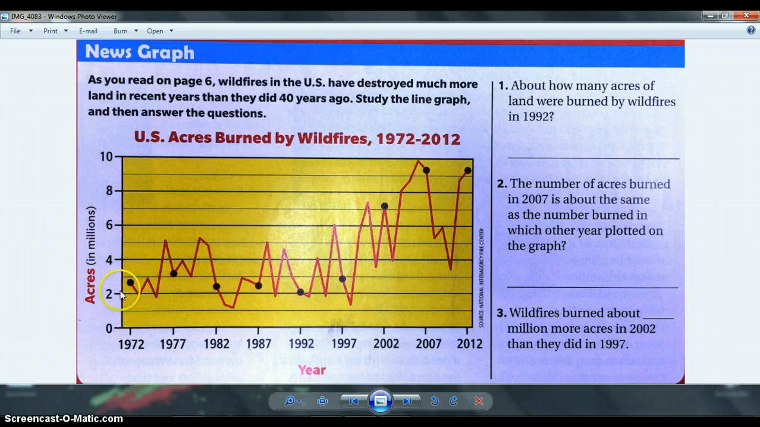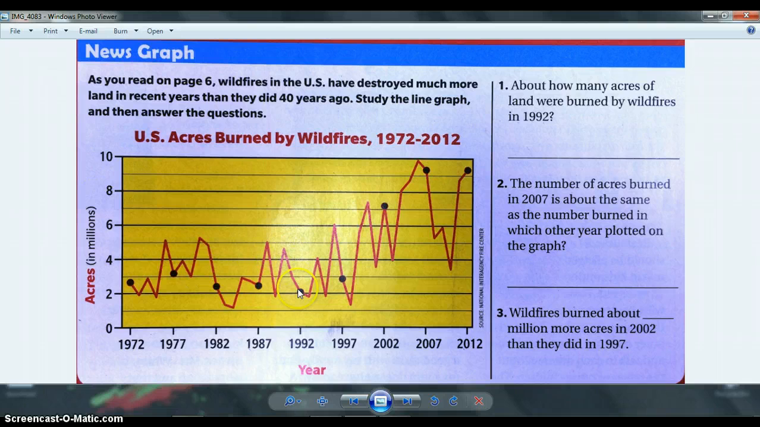This is the y-axis here, and it's measuring acres in millions. So instead of writing 10,000,000, it's just going to put the 10 there, and you need to understand that that's not 10 acres, that's 10 million acres.